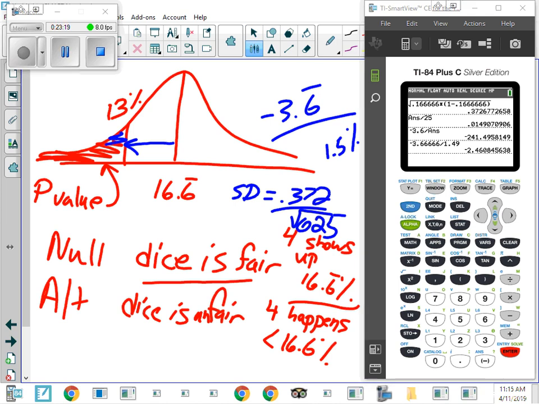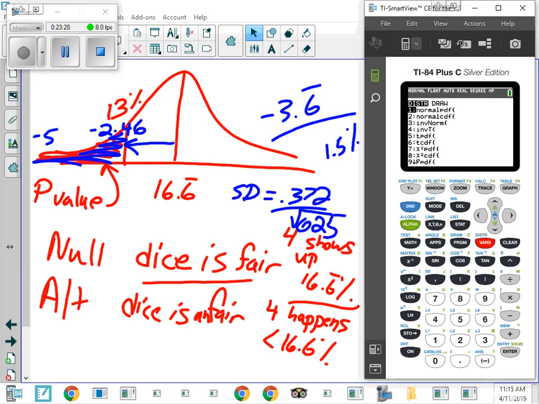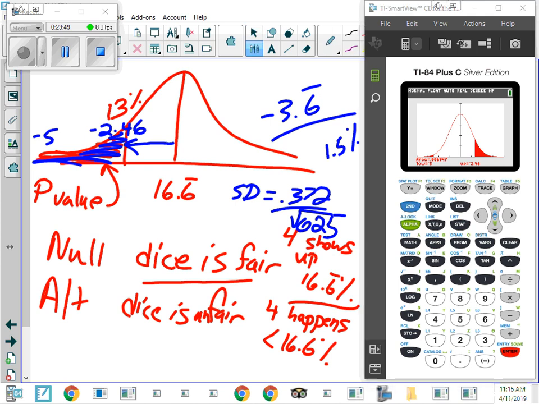So to find this area, I'm going to shade norm from negative 5 to negative 2.46, comma 0, comma 1. And I end up with an area that is 0.6 or 0.7%. So this area here, P, is equal to 0.7%. Do I accept the null or reject the null? I reject the null.